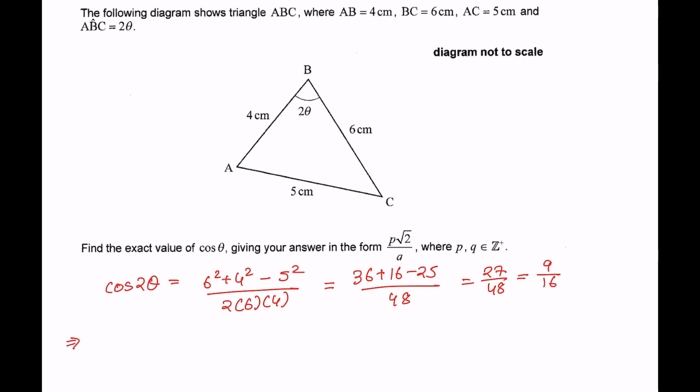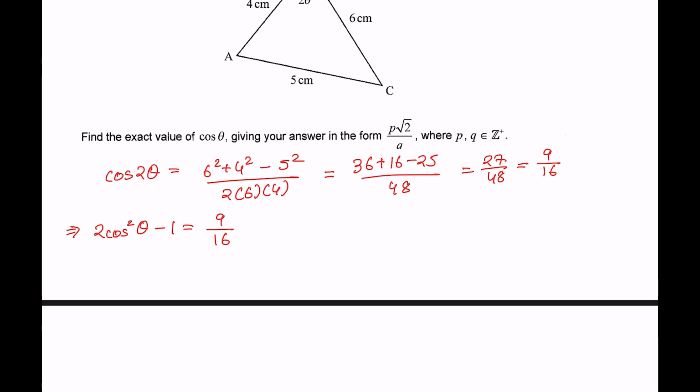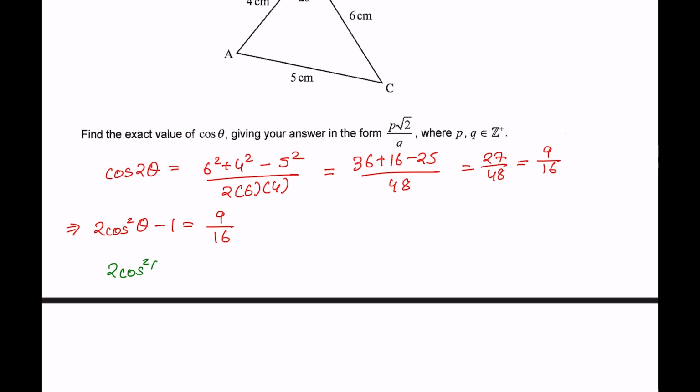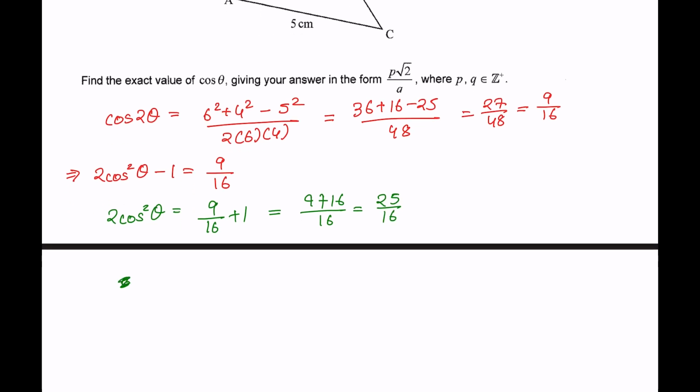Now cos 2 theta can be written as 2 cos squared theta minus 1, which is your 9 over 16, right? Now 2 cos squared theta would be 9 by 16 plus 1, which is basically 9 plus 16 over 16, which gives you 25 over 16. Fine. So cos squared theta would be 25 over 32, right?